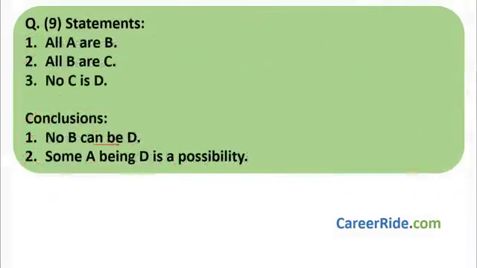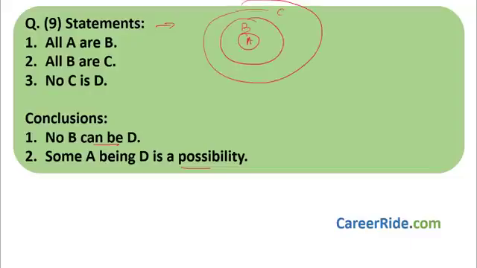Again, with words like "can be" and "possibility," use a Venn diagram. What are the statements? Let's solve. All A are B. A, B. All B are C. Okay, this is the diagram. No C is D. So D is away from C. Okay, C and D are not connected at all. Right? Conclusion: no B can be D. Relation between B and D.